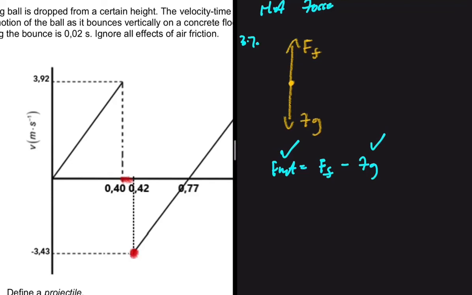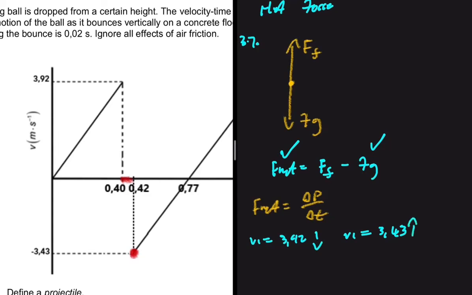How can we find F net? We know that F net is equal to the change in P divided by the change in T. So at 0.4, we start with a velocity of 3.92. And at 0.42, when we leave the ground, we have a velocity of 3.43. Now it is important to note that it is 3.92 downwards, and then it is 3.43 upwards.